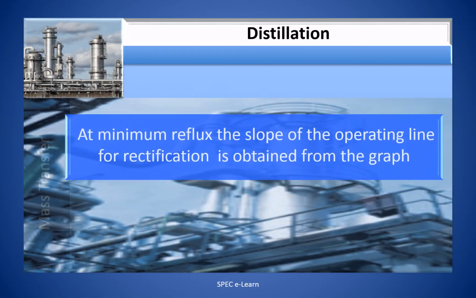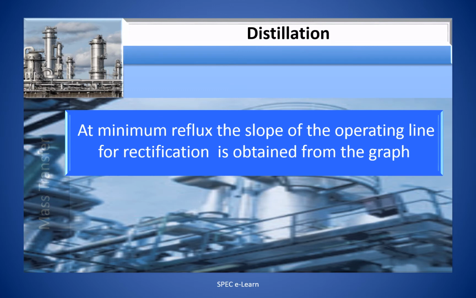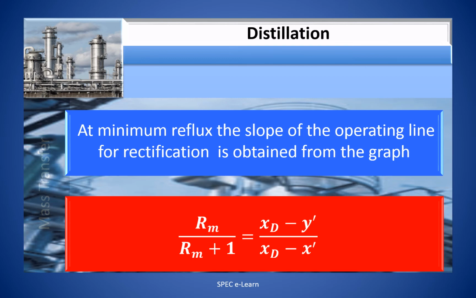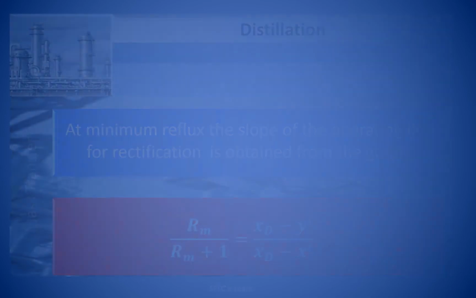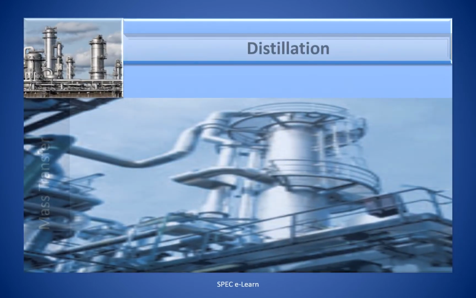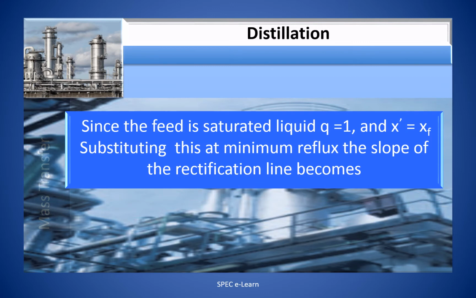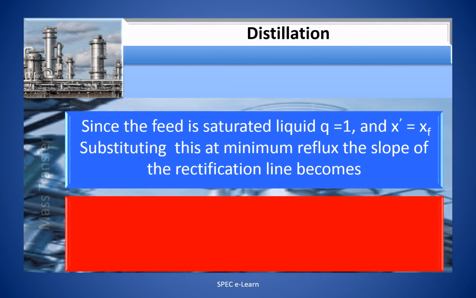At minimum reflux, the slope of the operating line for rectification is obtained from the graph: Rm divided by Rm plus 1 equals xD minus y dash divided by xD minus x dash. Since the feed is a saturated liquid, q is equal to 1 and x dash is equal to xF. Substituting this, at the minimum reflux, the slope of the rectification line becomes Rm divided by Rm plus 1 equals xD minus y dash divided by xD minus xF.